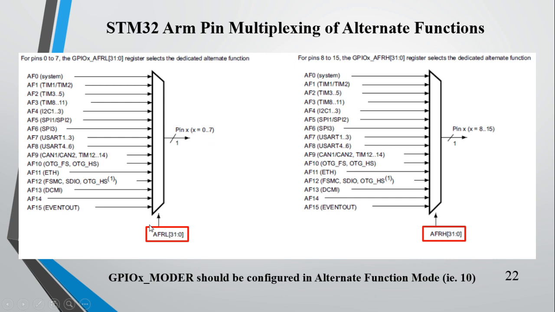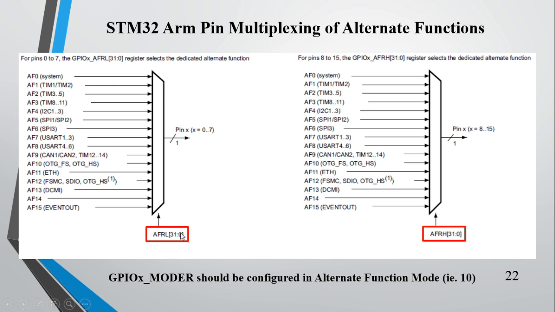And one more thing you need to keep in mind: if you want the AFRL configuration to be accepted by the processor, that particular pin should be in alternate function mode. That means you need to write 1, 0 to that particular pin in the mode selection register. Because only if you write 1, 0 to the 2 bits of the mode selection register will that pin be configured in alternate function mode. So if a pin is configured in alternate function mode, then only I can configure the particular alternate function in any of these two registers.